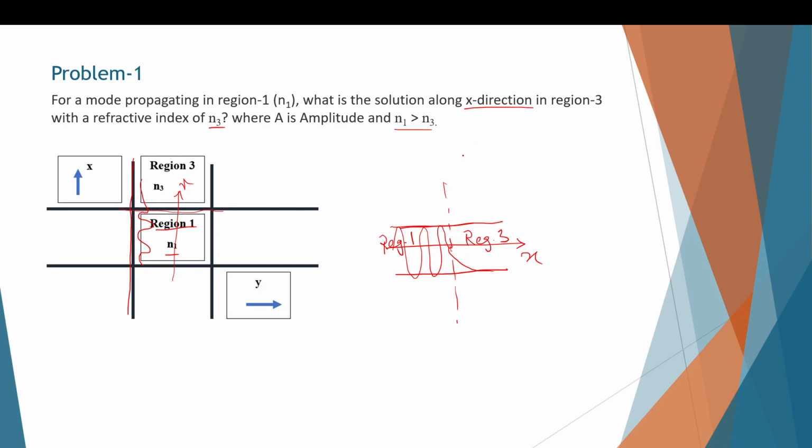So if I want a decaying solution, how will my solution look? There will be an amplitude term, and then I expect an exponential decay. That will be like A e power minus gamma x, because it will decay with the x coordinate. Gamma is the decay constant. We don't have to actually tell what the solution is, we just have to tell the form of the solution. So A and gamma will be the coefficients: one is the amplitude, one is the decay constant.